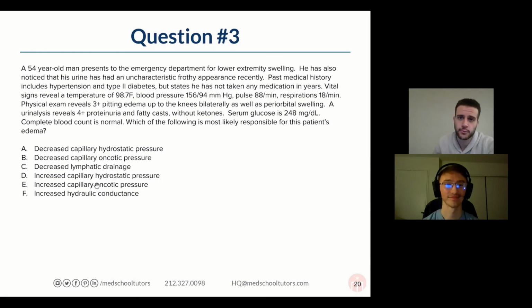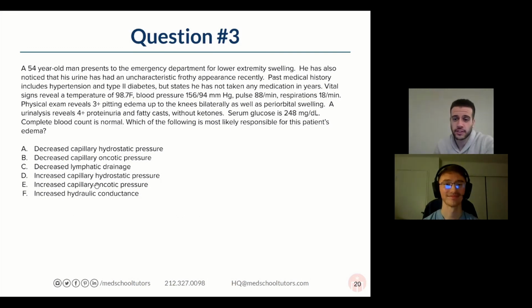Afebrile, he's hypertensive, which we know from his past medical history. His pulse is normal, respirations are normal. And then he has 3+ pitting edema up to his knees bilaterally, as well as periorbital swelling. And then urinalysis reveals 4+ proteinuria and fatty casts without ketones. Serum glucose is 248. So in the constellation of all that, this patient is presenting with a syndrome. He has a collection of signs and symptoms. If anyone has any thoughts about what that might represent, feel free to drop that in the chat. Complete blood count is normal. And so, coming back to the question, which of the following explains this patient's edema?